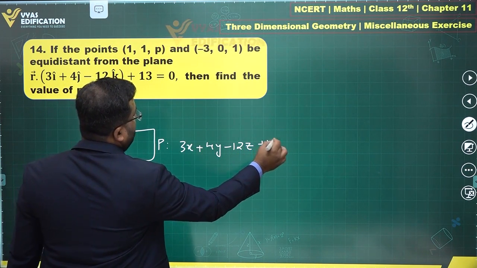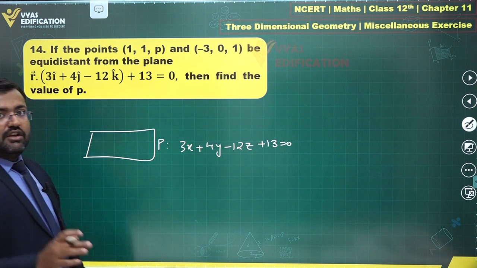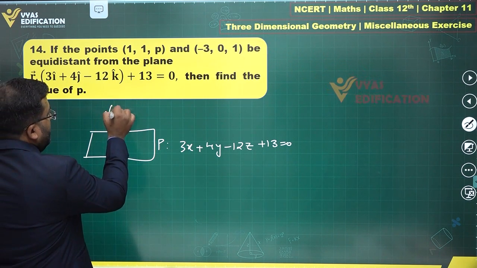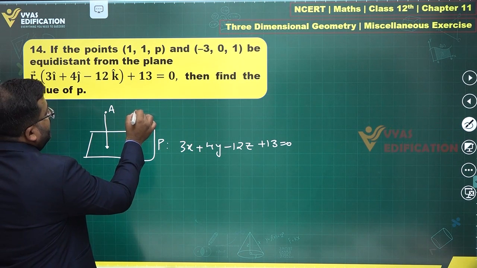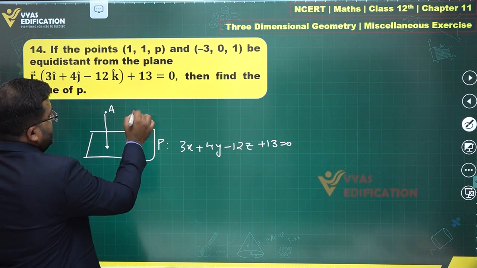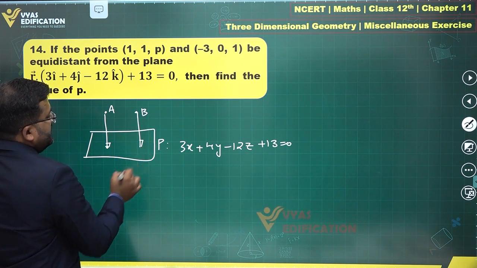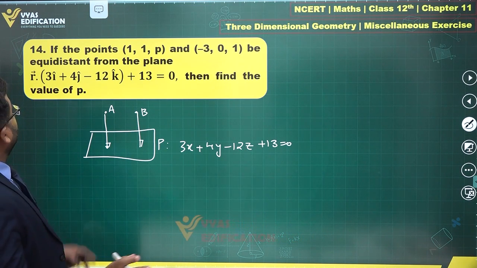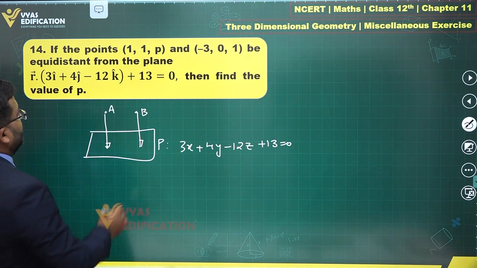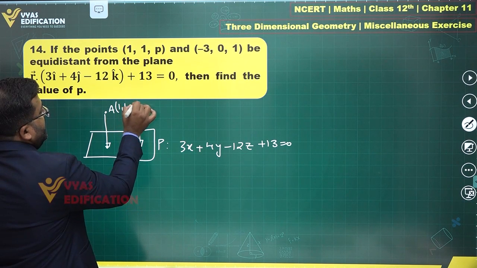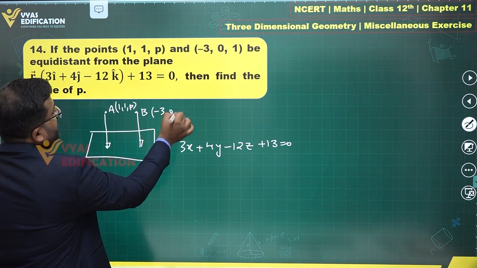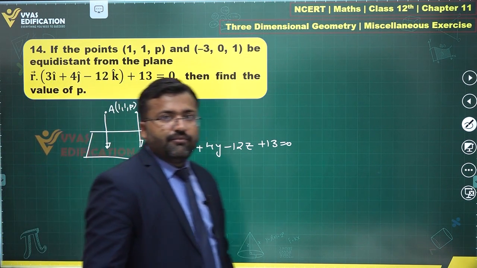And plus 13 is already there. This is equal to 0. Then you are given a point A, you are given another point B, and the distances of these 2 points are given same. This is equidistant from the 2 points. Plane: 1 1 P, and this is minus 3 0 1. This is what you have, right? Yes.